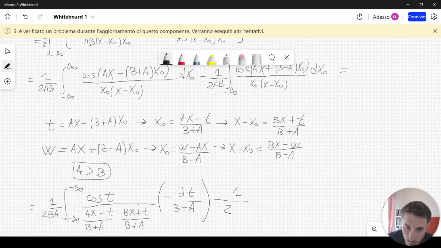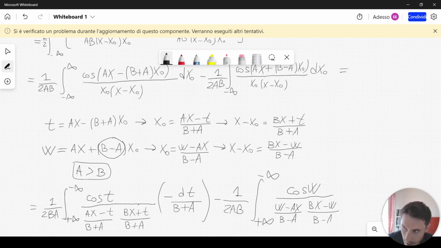Then you have minus 1 over 2ab integral. This integral here will start at plus infinity and it will go to minus infinity. We start at plus infinity here because we have chosen a greater than b, so b minus a will be negative, and it means that when x0 tends to minus infinity, since this is negative, w will tend to plus infinity. And similarly for minus infinity here. Then you have cosine of w, you divide by w minus ax divided by b minus a, then you have bx minus w divided by b minus a, and then dw divided by b minus a, like this.